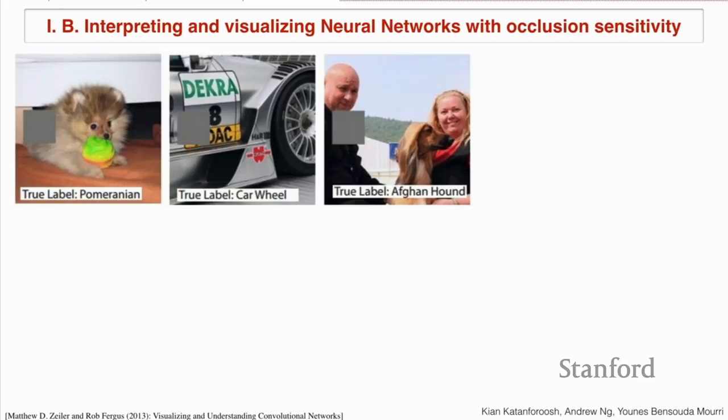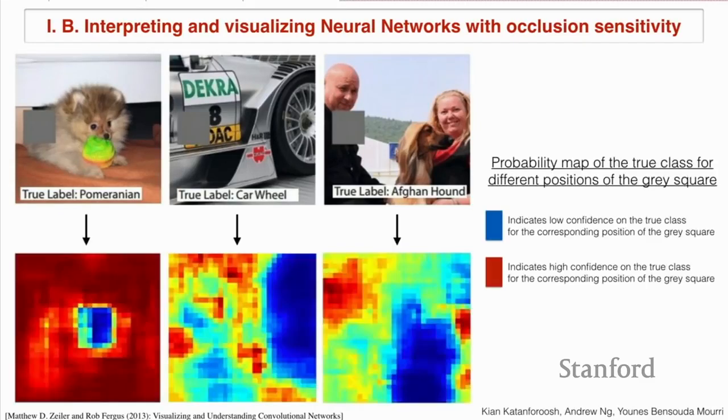So if you do the same thing as we did before, that's what you would see. Just to clarify, here we see a blue color. It means when the gray square was positioned here, or centered at this location, the network was less confident that the true class was Pomeranian. And in fact, if you look at the paper, they explain that when the gray square was here, the confidence of Pomeranian went down because the confidence of tennis ball went up. And in fact, the Pomeranian dog has a tennis ball in its mouth.